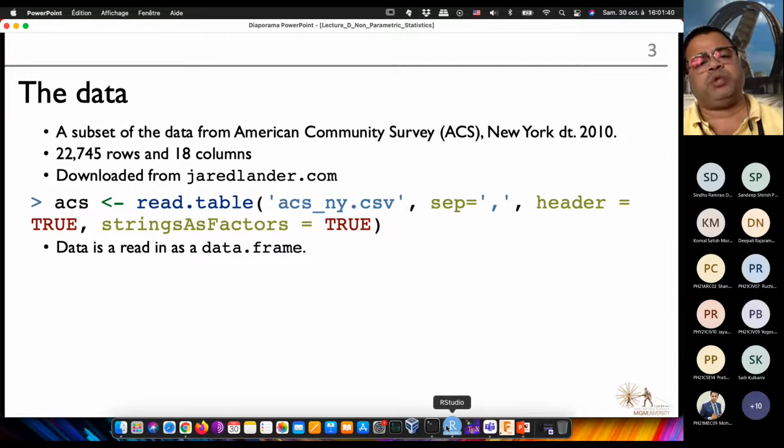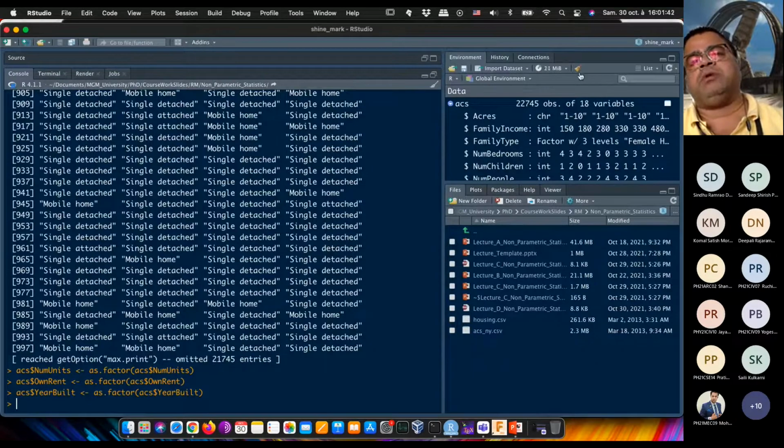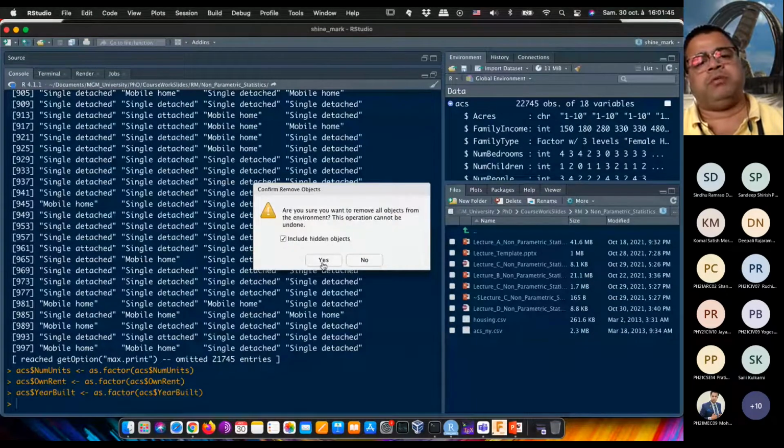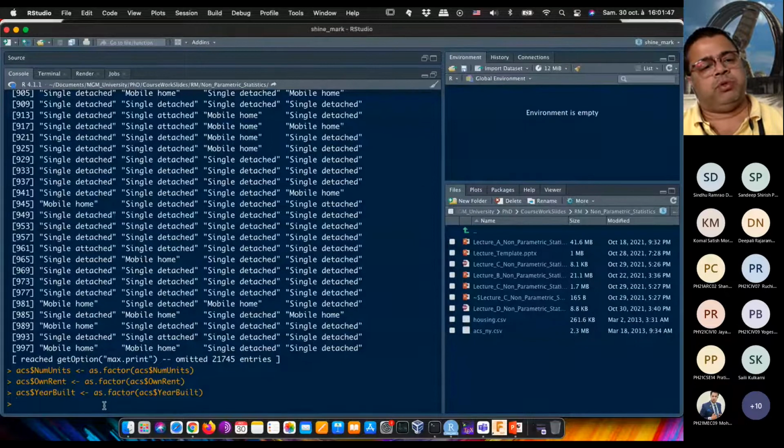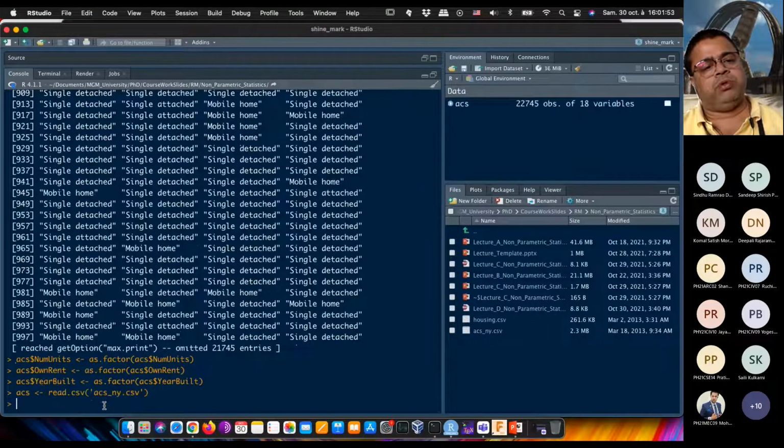So let us try to do that again. I just remove this. Let us remove all these objects and I am going to read the data. Now I'm going to read the data. You see that I have used read.csv. Instead of that, what I'm going to do is ACS, read.table.